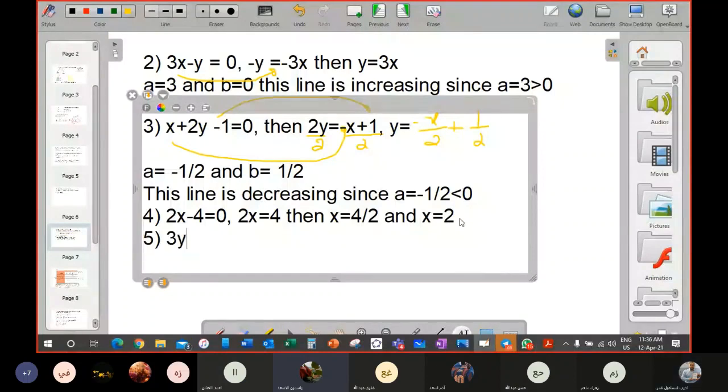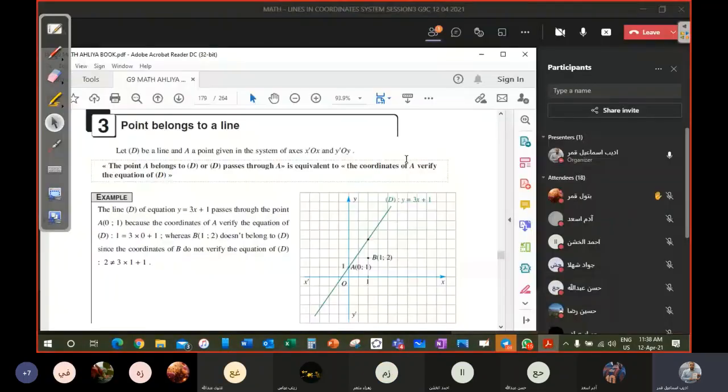3y minus 2 equals 0. So 3y equals 2, and y equals 2 over 3.